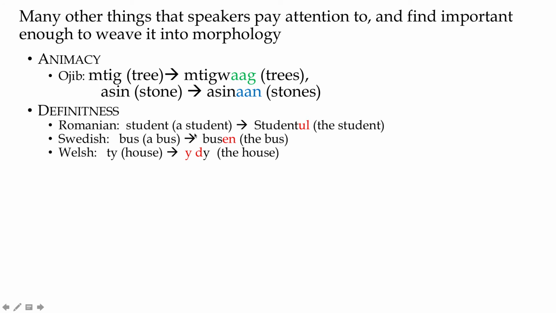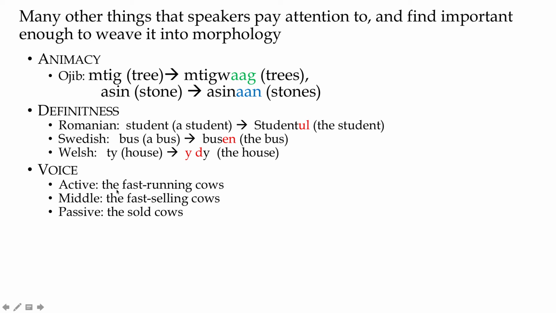Definiteness would be, is the one that I'm thinking of the same one that you're thinking of? So we could do this with the article the in English, student versus the student, a bus versus the bus. But in some languages, this is actually an inflection. Like in Romanian, student would be a student, studentul would be the student. This is like Swedish, a bus would be bus, busen would be the bus. In Welsh, ti would be house, ur ti, where I put this prefix and I soften the sound, I sort of make it voiced. That would indicate that I'm talking about the house.